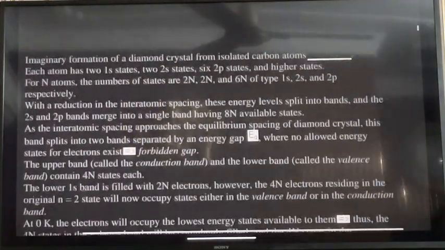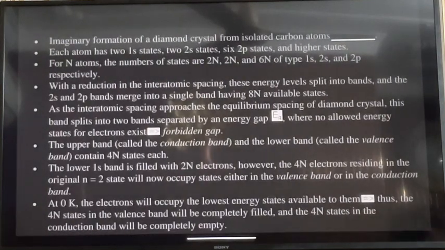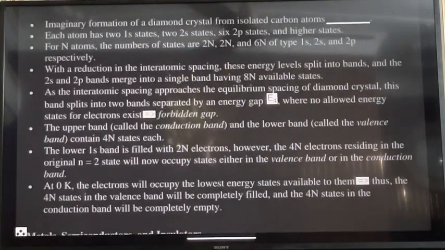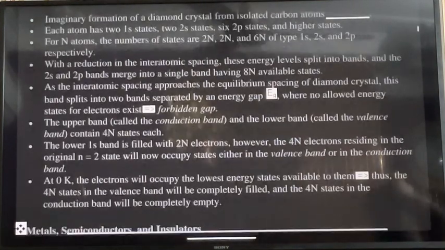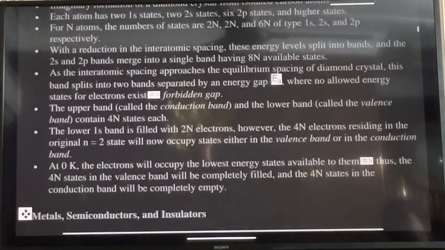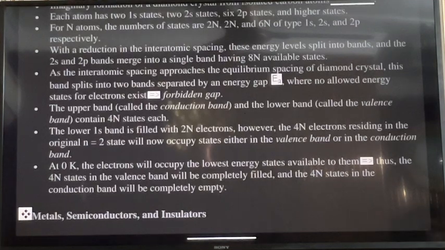Now, imagine formation of a diamond crystal from isolated carbon atoms. Each atom has two 1s states, two 2s states, six 2p states and higher states. For n atoms, the number of states are 2n, 2n and 6n of types 1s, 2s and 2p. So basically we are talking about the structure of a carbon atom here. Now with reduction in interatomic spacing, these energy levels split into bands, and the 2s and 2p bands merge into a single band having 8n available states.